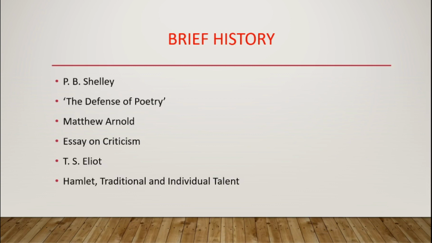Next critic, the last critic, was T.S. Eliot, and he was the greatest poet, greatest critic, and greatest Catholic. Actually, he was born in America, but he settled in England. You have studied last year the Lost Generation concept, and you have studied T.S. Eliot. So he has written several essays regarding criticism, and his essay Hamlet. In Hamlet, he has introduced a new concept, that is the objective correlative.